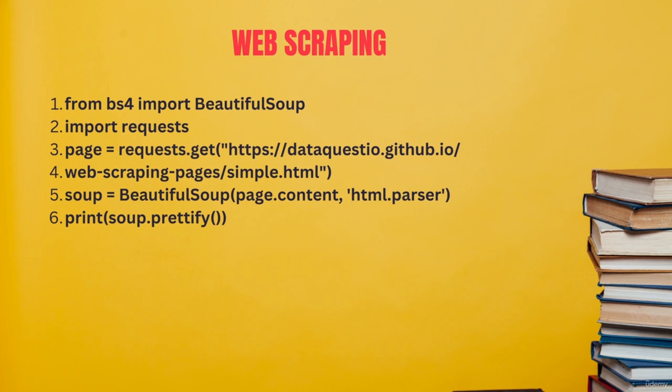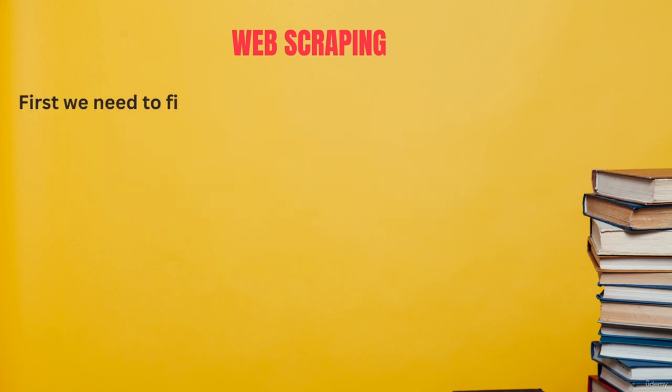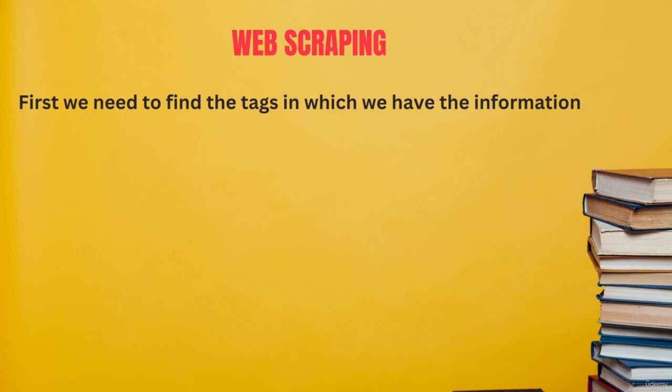Now in the HTML, there are lots and lots of tags in which we have the information that we need. Here in the sample website, we see a head tag containing the title of the website and a p tag that has a paragraph. We can get this information. First, we need to find the tags in which we have the information. Here it is in a p tag.